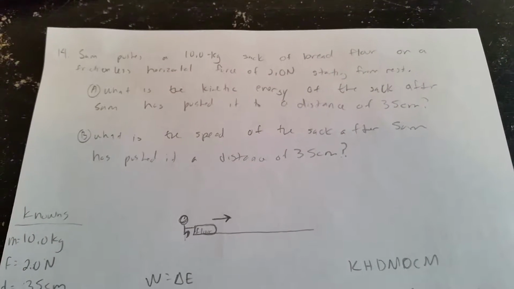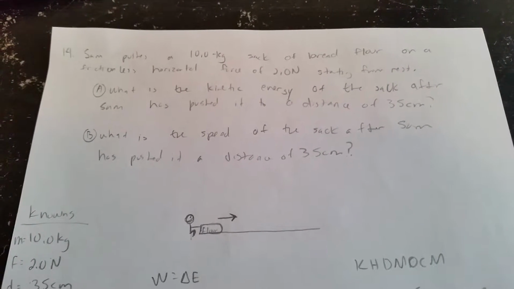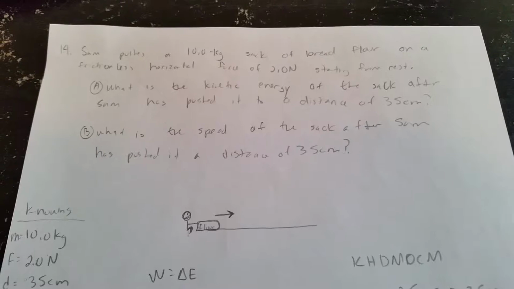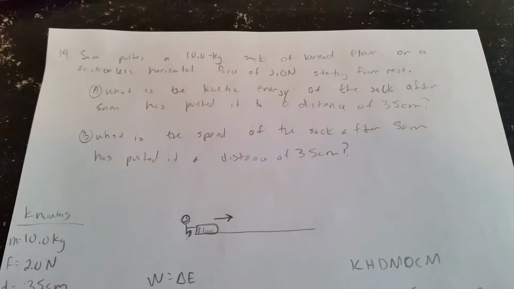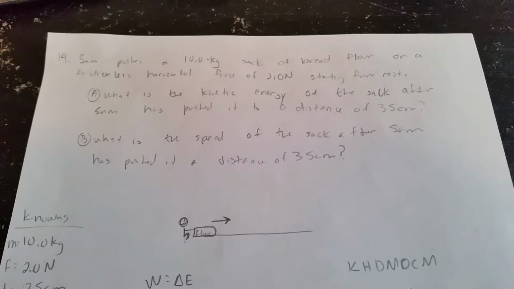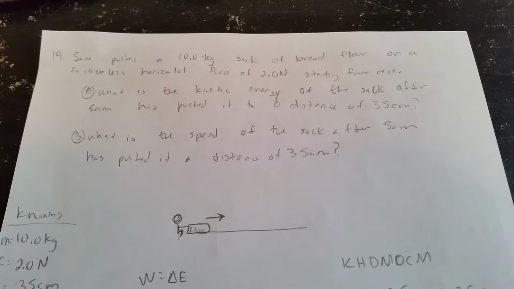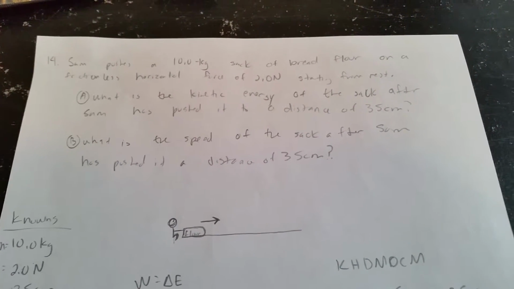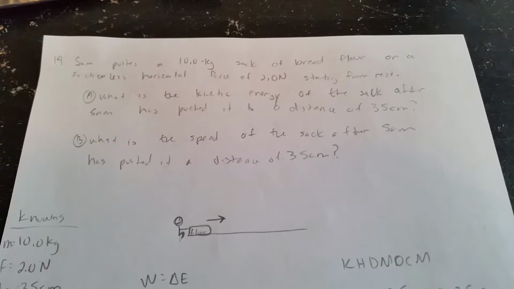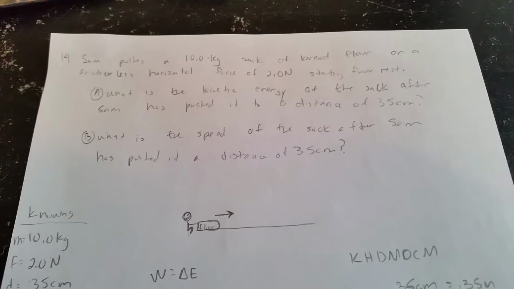This is my reassessment on work energy. I chose number 14 from the book, and the question states: Sam pushes a 10 kilogram sack of bread flour on a frictionless horizontal surface with a force of 2.0 newtons, starting from rest. What is the kinetic energy of the sack after Sam has pushed it a distance of 35 centimeters? And what is the speed of the sack after Sam has pushed it a distance of 35 centimeters?